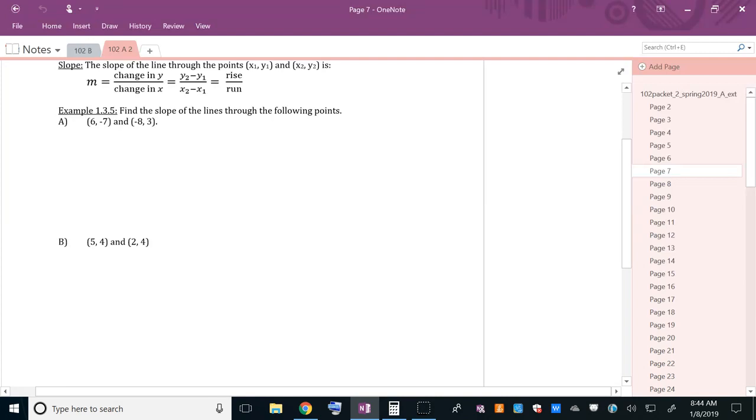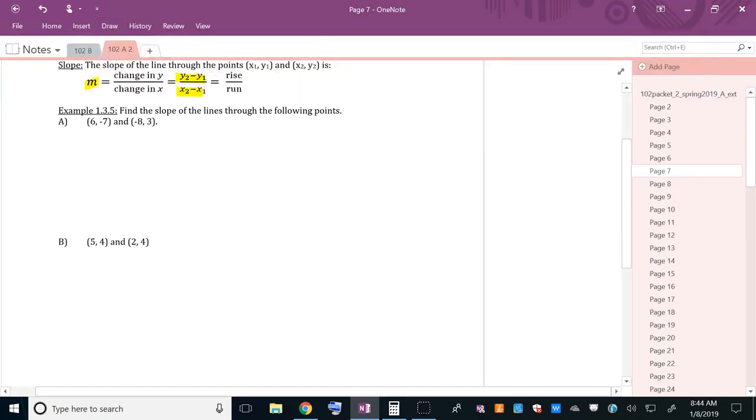Slope. The slope of a line that contains the points (x1, y1) and (x2, y2) is m, which is what we use for slope, and it's y2 minus y1 over x2 minus x1. The other versions of that equation are just other ways that people sometimes like to think of them.